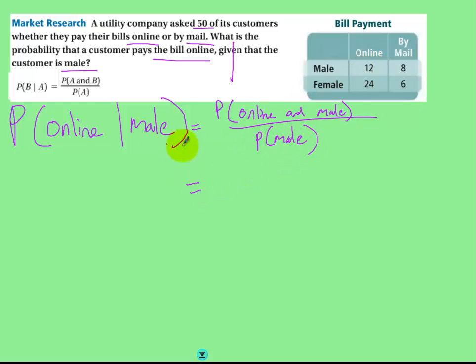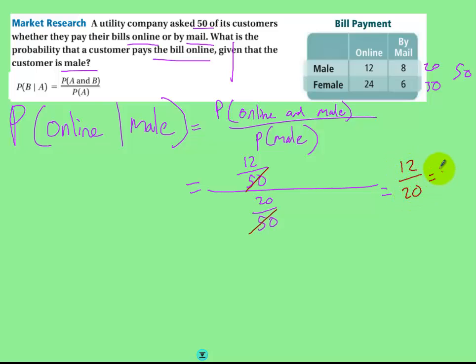The probability of someone being online and male is 12, so we're going to look at those fractions. That's going to be 12 over, well, how many things do I have total? I have 20 in this column and 30 in this column, so it's 50 total. So it'll be 12 over 50. That's the probability of online and male. Then the probability of male: the total males is 20 divided by the total of 50, so 20 over 50. Since both are divided by 50, that doesn't matter, and you're left with 12 over 20, which reduces to 3/5. So 3/5 is your probability of online given male.